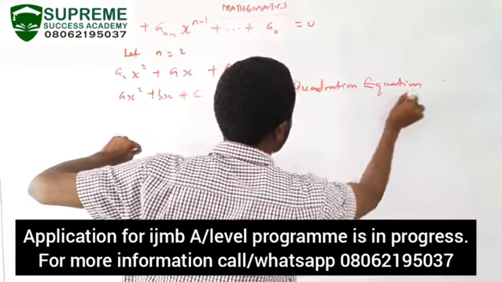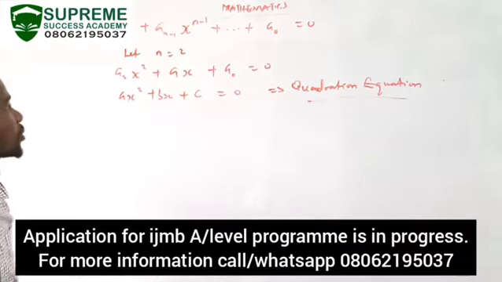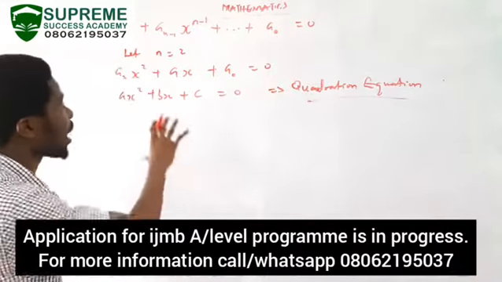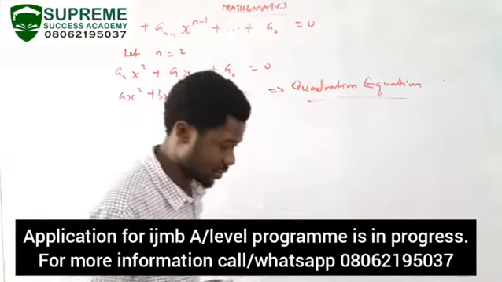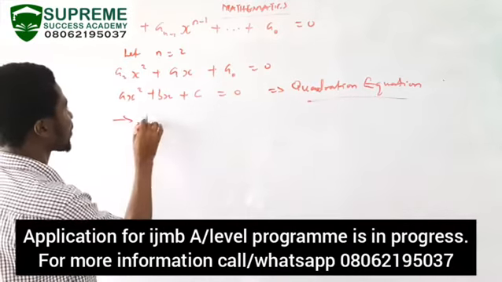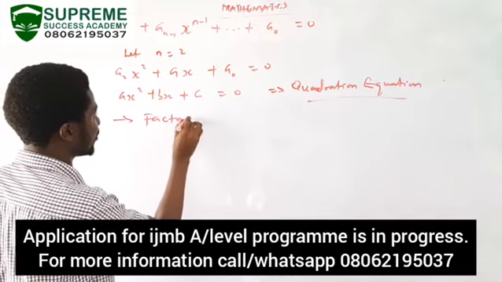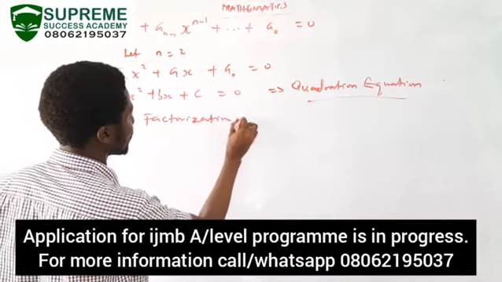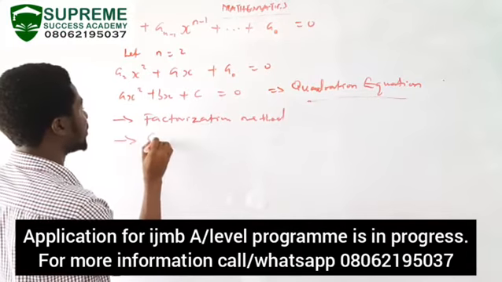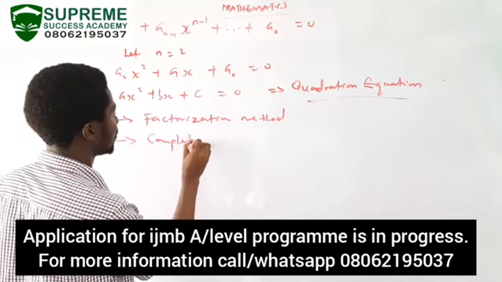I bring that one in order to introduce the 2nd family of polynomial equations. So we now ask ourselves, how do you solve this? That's the challenge. The first method generally is the factorization method. Then the 2nd method is the completing the square method.